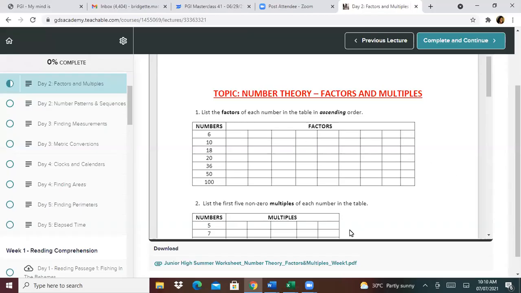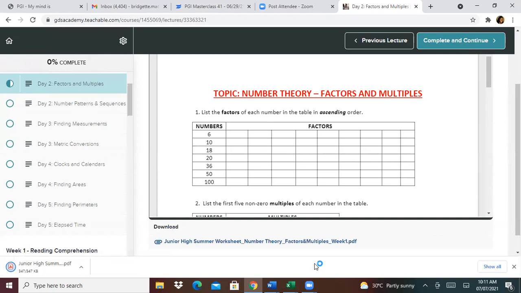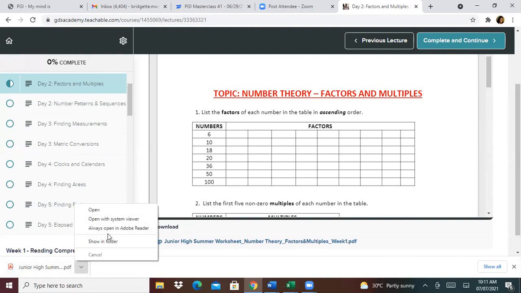Okay, before we actually get into this, let me open it up. Can anyone tell me what is a factor in your own words? What is a factor? Go ahead, Jonathan. Factors is like less than multiples. Is it listing multiples?